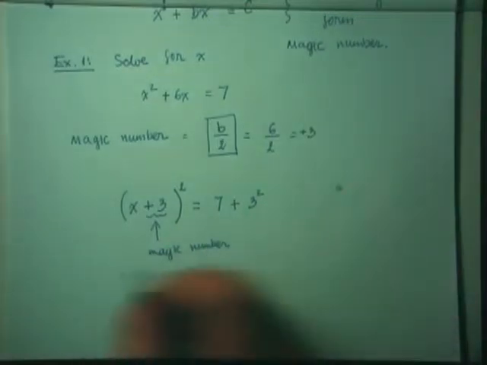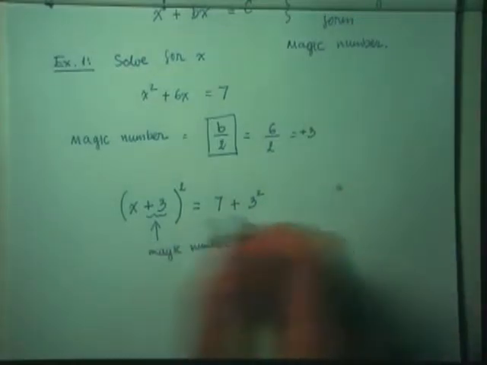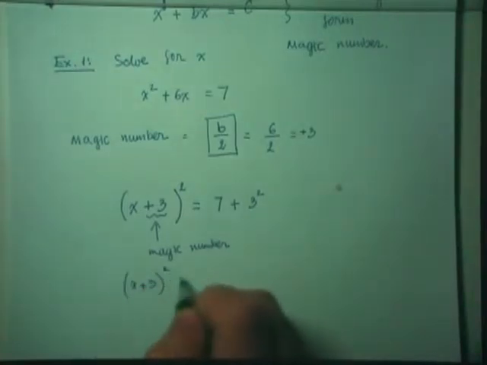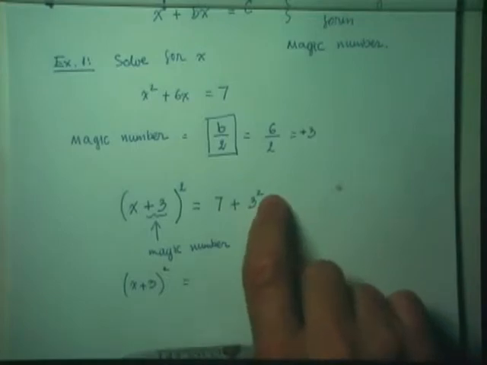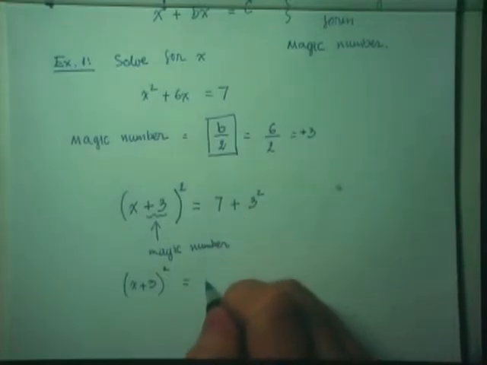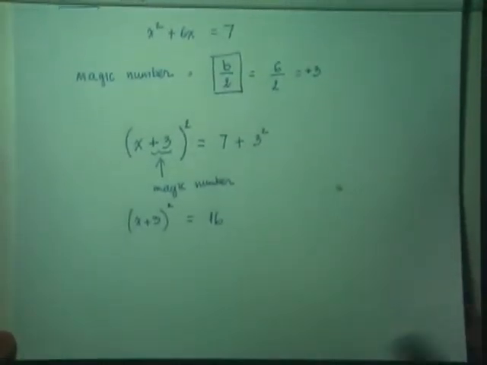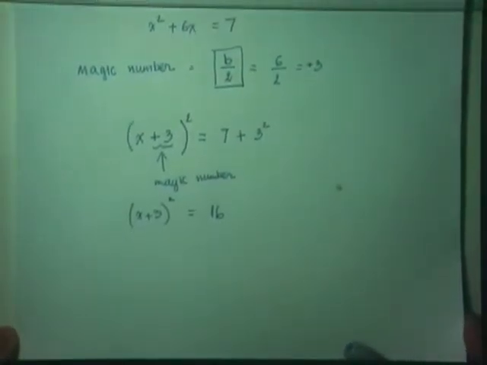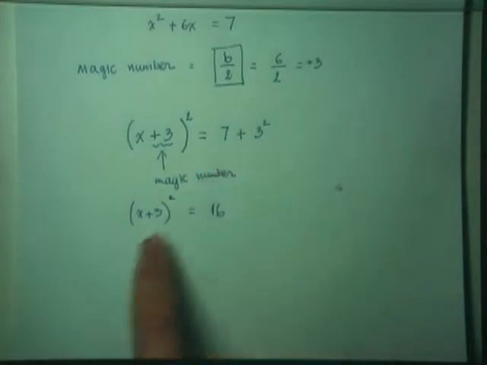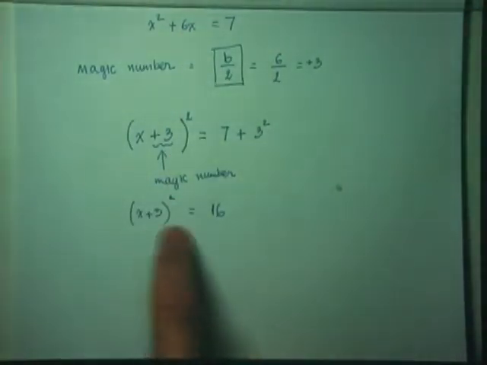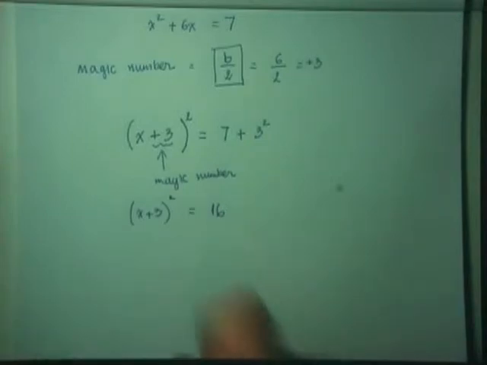And so, my next step, now cleaning up this equation a little bit, I have x plus 3 all squared equals, now 3 squared is 9, plus 7, that gives me 16. So, at this point, I am quite ready to solve. Now, what's the good thing about completing the square? The point now is that I have turned my left-hand side of the equation into a perfect square, equal to a number on the right-hand side.